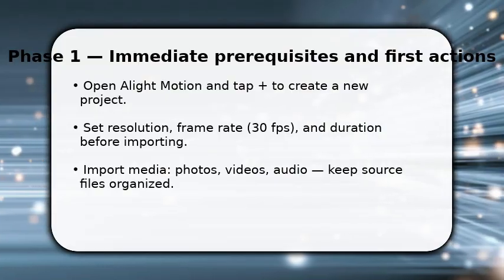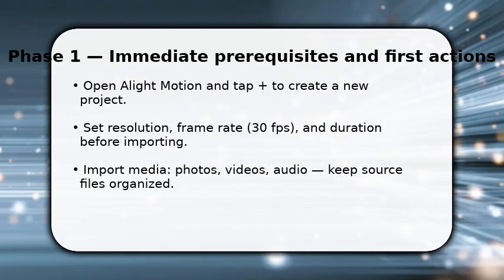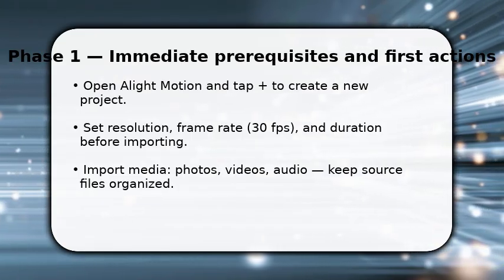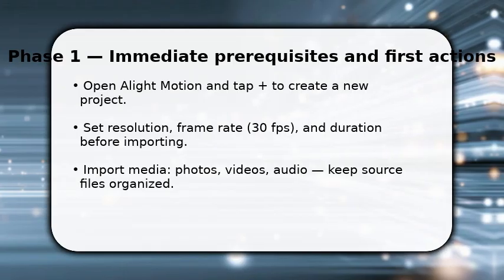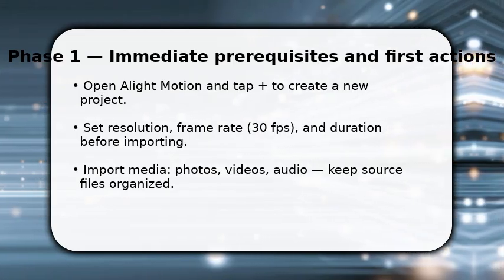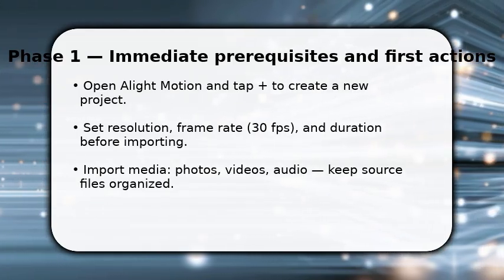You start by creating a project. Now, open Alight Motion and tap the plus to create one. Choose resolution and 30 FPS so playback matches platform needs, and set duration slightly longer than the clip.